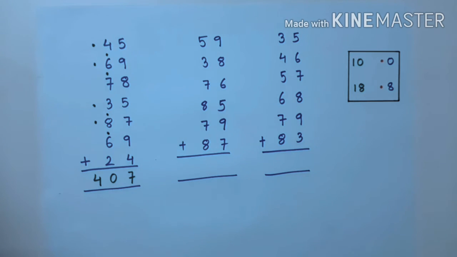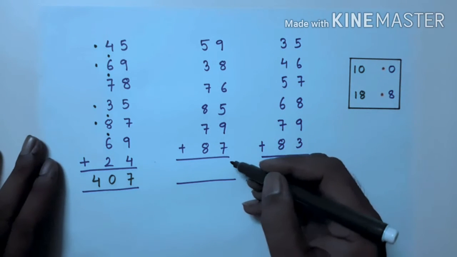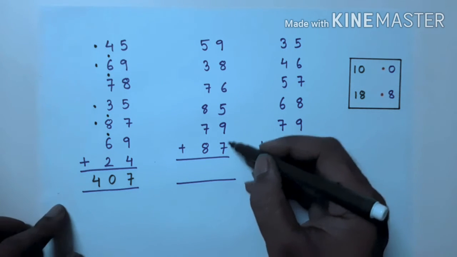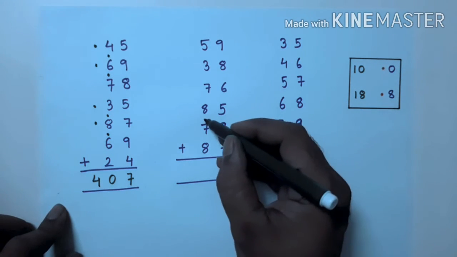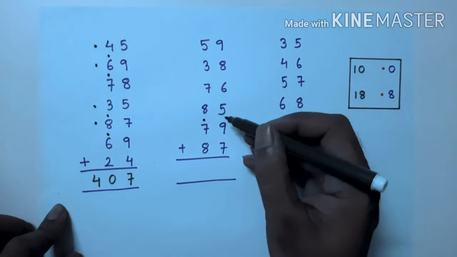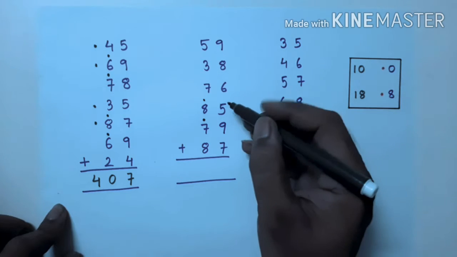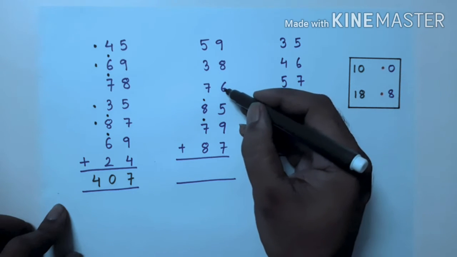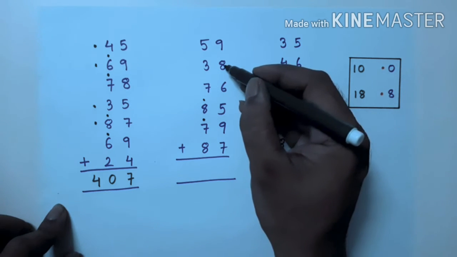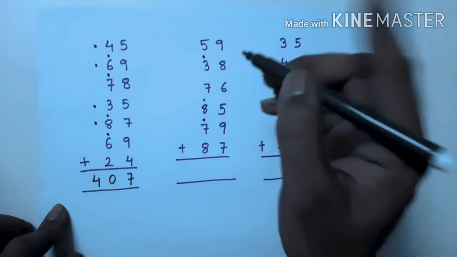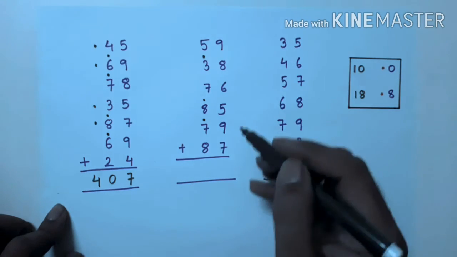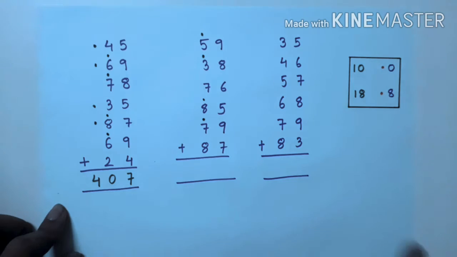Next, let's do another one. So here 7 plus 9. So 16. So dot 6 in the mind. 6 plus 5, 11 dot 1 in the mind. 1 plus 6, 7. 7 plus 8, 15. So dot 5 in the mind. 5 plus 9, 14. So dot 4 in the mind.